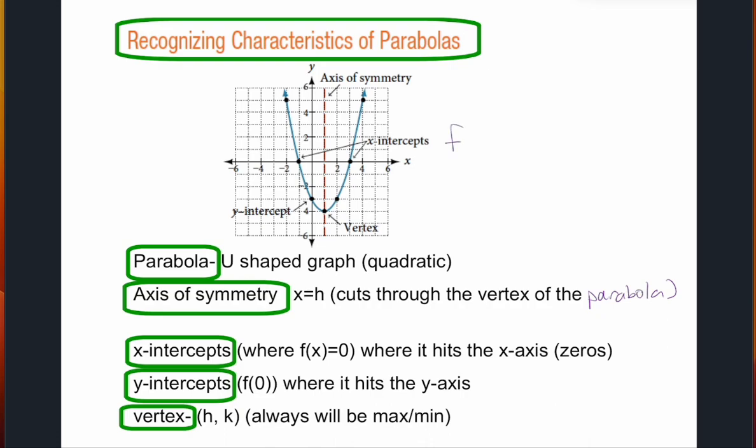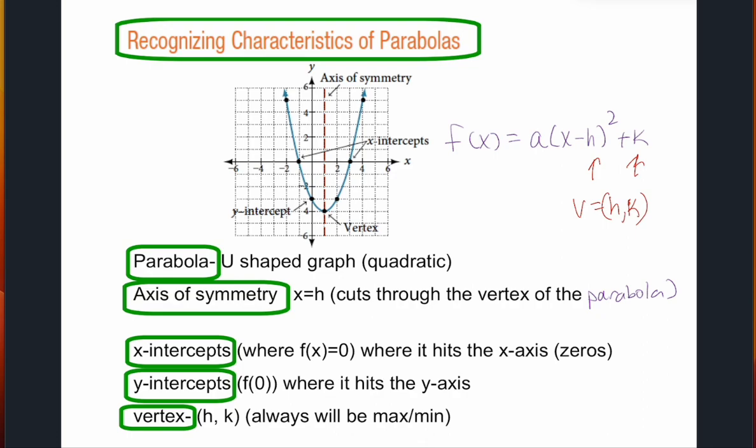So if we talk about our general vertex form of our parabola, this is our vertex. Our vertex is at h and k. The a in front determines whether we flip upside down or not. The h moves it left and right. The k moves it up and down. So x equals h, it cuts through the vertex of the parabola.